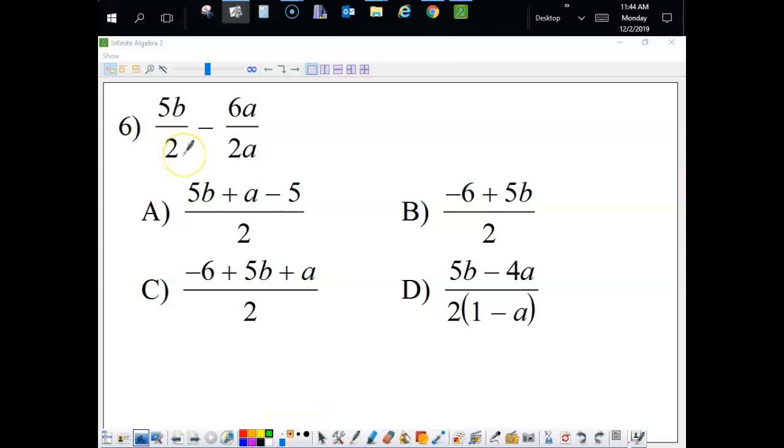To get these denominators to be the same, we just need to multiply this side by an a, right? Now the bottoms are the same. Sometimes you need to multiply both parts, but in this case I just needed to do that one. And so now that they're the same, we just go ahead and put the tops together into one fraction over that common denominator of 2a, and we're good to go. Let's see, which one of these is the answer then? I'm not seeing it. Am I blind?